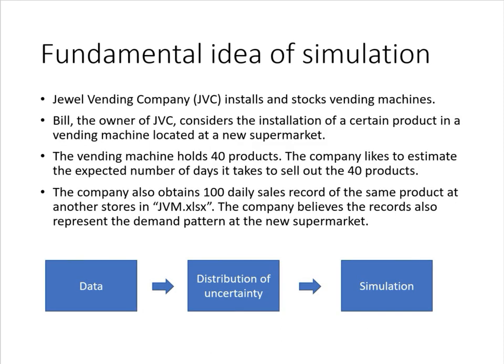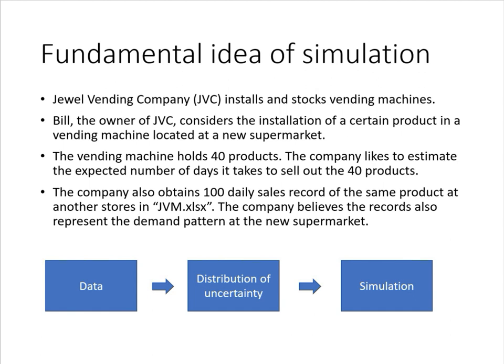Okay, let's take a look at this example. Here is a company called Jewel Vending Company, or simply JVC, which installs vending machines to sell a product. The company is going to install a new machine at a new supermarket. The machine holds 40 products, and the company would like to estimate how long it will take to sell out the 40 products. Well, the answer apparently depends on the demand, which is uncertain.